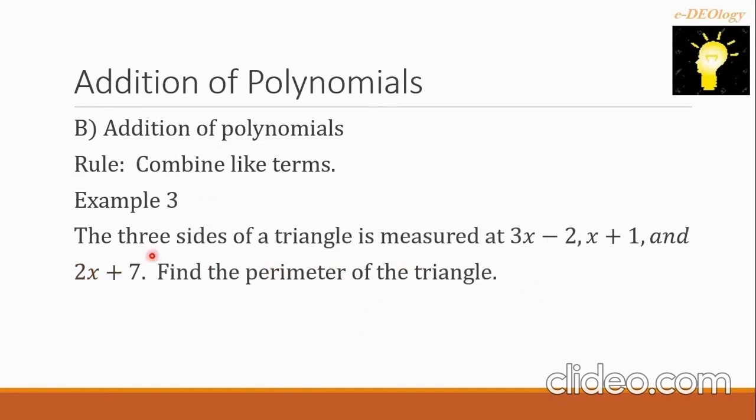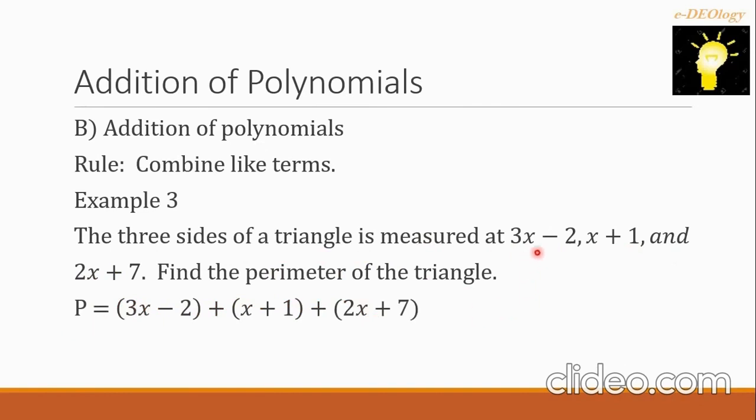Example 3. The three sides of a triangle are measured at 3x minus 2, x plus 1, and 2x plus 7. Find the perimeter of the triangle. First, we should know that perimeter is the sum of all sides. So we're going to add the sides of the triangle. So P stands for perimeter.